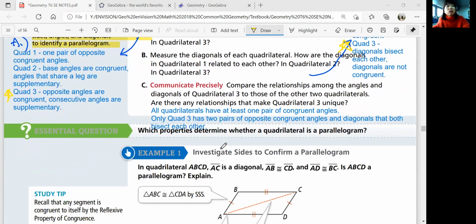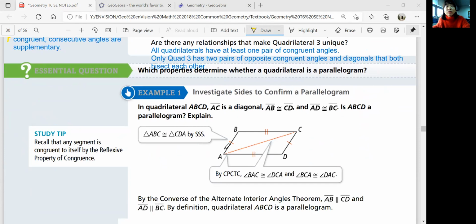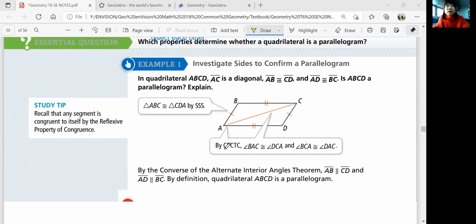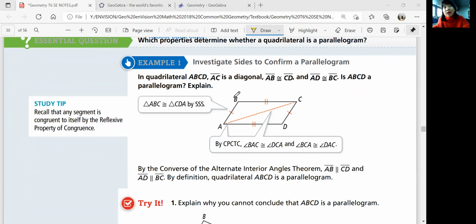All right, so let's think about what properties determine whether a quadrilateral is a parallelogram. We're going to learn about parallelograms today. Example 1, investigate sides to confirm a parallelogram. In quadrilateral ABCD, AC is a diagonal and AB is congruent to CD, AD congruent to BC. Is ABCD a parallelogram? We're not given that the two opposite pairs are parallel. We're just given that AC is a diagonal. So we want to prove if ABCD is a parallelogram.